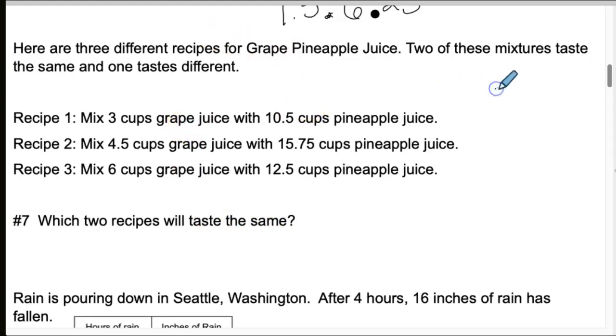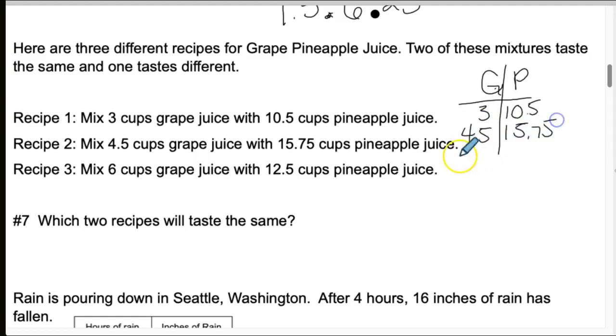I could make a table and go grape, pineapple, and then from here I could go, okay, the first one is 3 and this part is 10.5. The second one says 4.5 and this says 15.75. And the last one is 6 and 12.5. And then I just find the constant for each one.